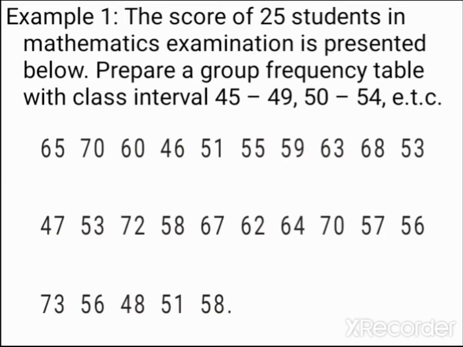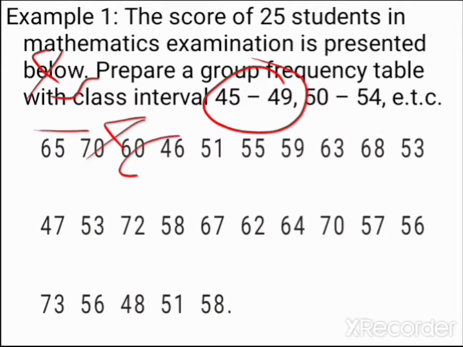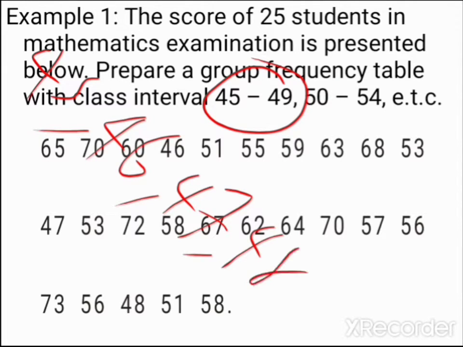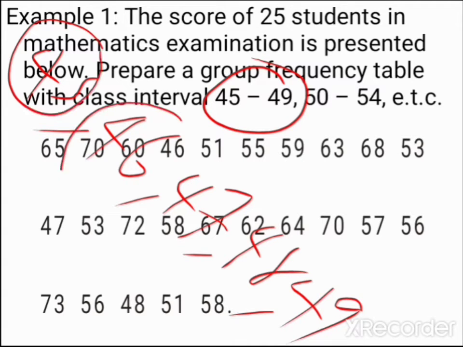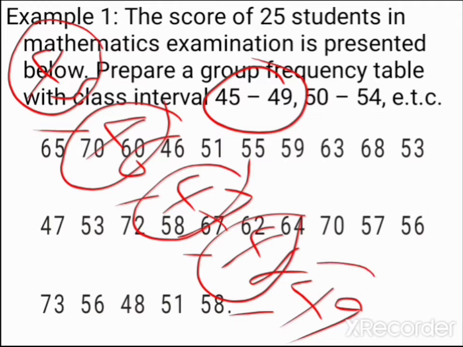What will be the next class? If you look at it, this class is from 45 to 49. If we calculate the number of items that can fall into this, we have 45, 46, 47, 48, and 49. So let's count: 1, 2, 3, 4, 5. So the class size is 5. Five items can fall into the class.